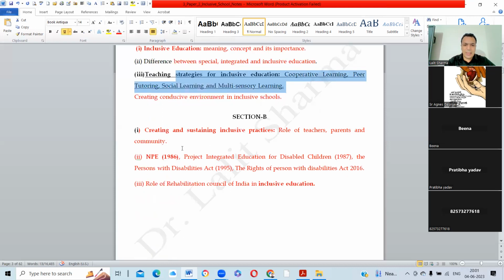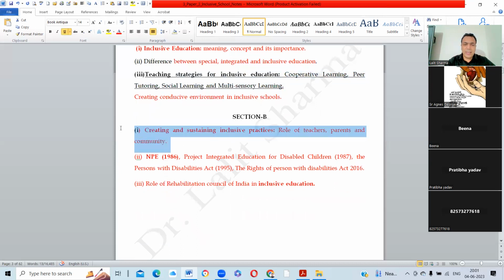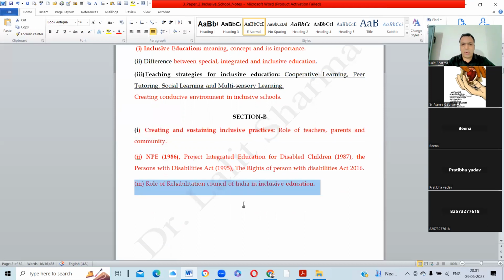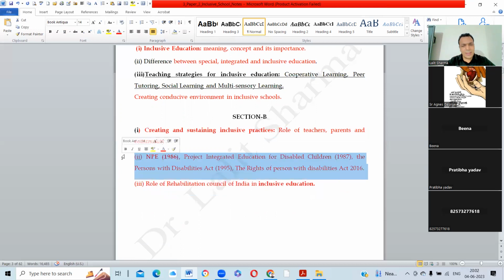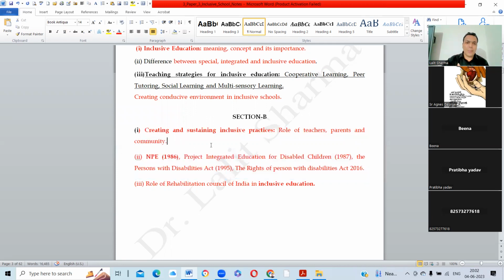Under Section B, okay, you can do the first part, क्योंकि it is already easy: creating and sustaining inclusive practices, role of a teacher, parents and community का बताना है, right? और लास्ट में थर्ड पॉइंट आप कर सकते हैं role of RCI for a long, right? इसको आप short के लिए कर सकते हैं, right? तो जैसे भी it is up to your choice, okay, you will get the 50% choice over there, okay, whatever topic you are doing, okay, do you know topics completely, right guys?